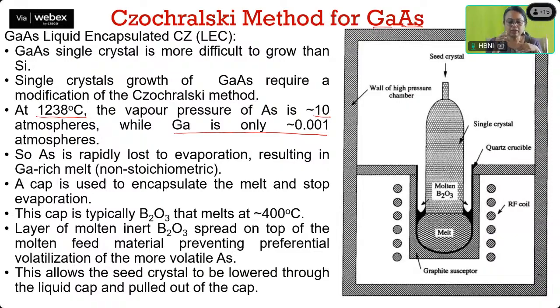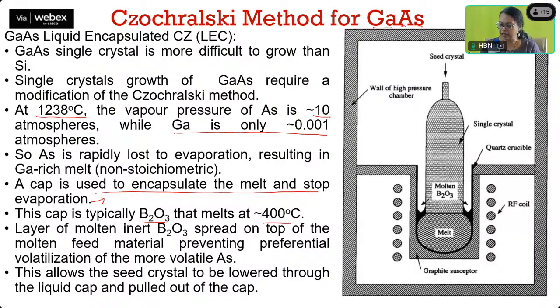So what we are doing is making small changes. We are putting a cap to encapsulate the melt and stop the partial evaporation. In the disadvantages of the Czochralski technique, you have said that there can be partial evaporation. So this partial evaporation example we are seeing now. This cap is typically of boron oxide, which melts at 400 degrees. So boron oxide will melt initially.